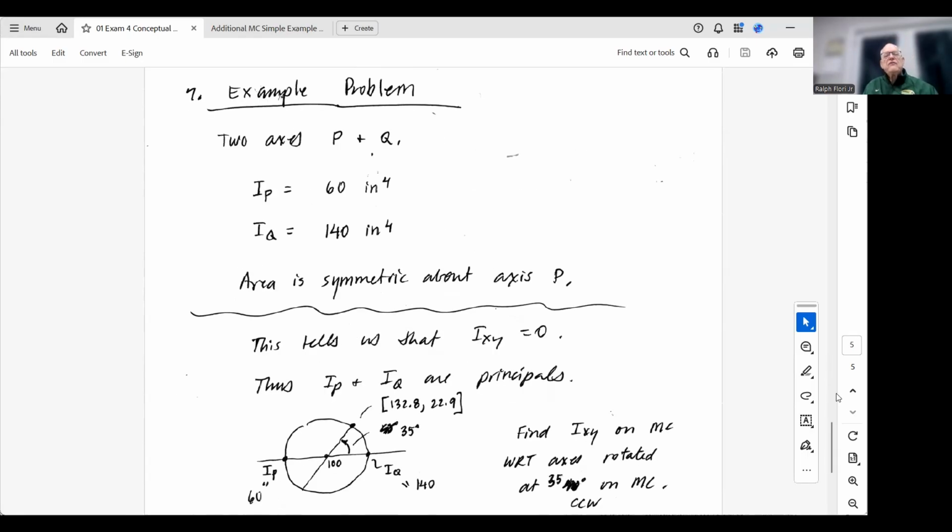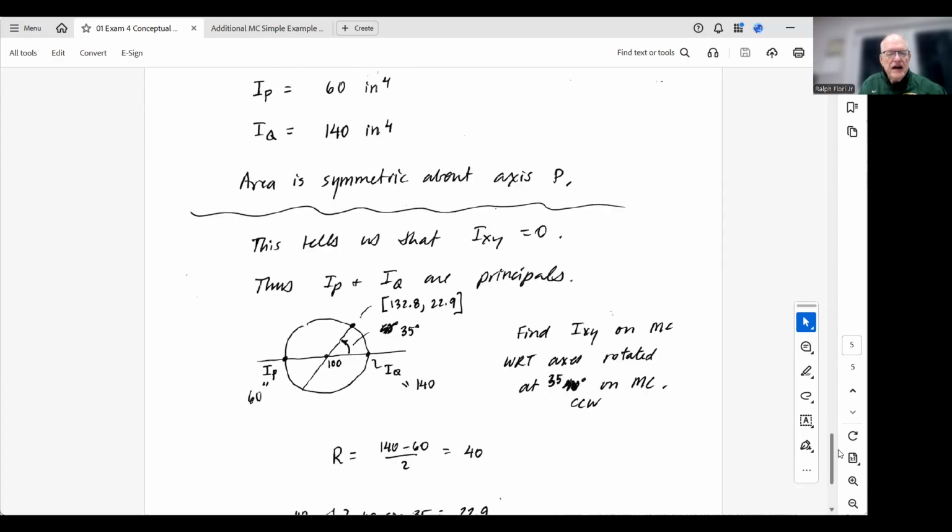Here's another example problem. It gives you 2 axes, P and Q. It says IP is 60 inches to the fourth, IQ is 140 inches to the fourth, and it tells you that the area is symmetric about axis P. If it tells you the area is symmetric about axis P, then that basically tells you that IXY is 0. Which basically means that IP and IQ are principal I's, in other words, I max and I min.